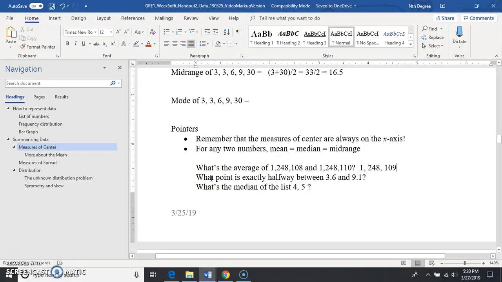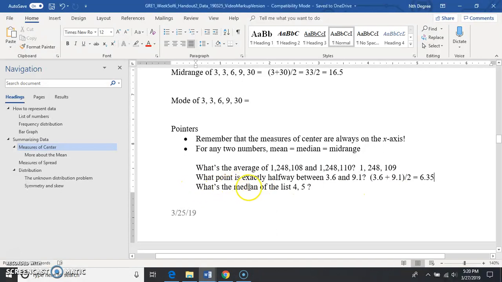Let's try this problem, which kind of does the reverse. What point is exactly halfway between 3.6 and 9.1, the midpoint between them? Well, that's a lot harder than the midpoint between 8 and 10, so you probably can't visualize that on a number line. However, we know that the midpoint is the same as their mean, so we could just do 3.6 plus 9.1 divided by 2. 12.7 divided by 2 is 6.35.